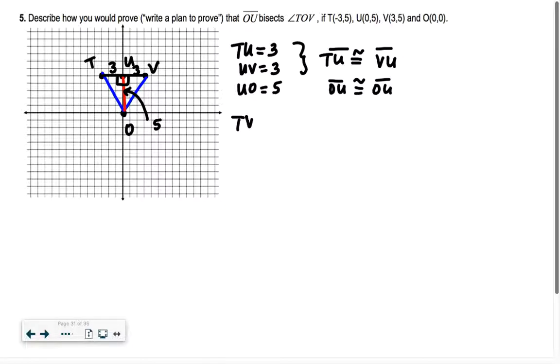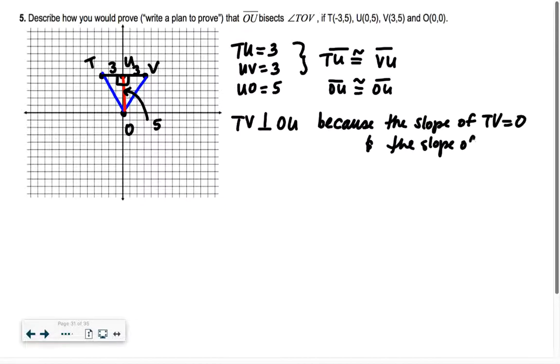Because we know that TV is perpendicular to OU, right? Really from the picture. But what else could I do? Because the slope, their slopes are opposite reciprocals. Or one of the slopes is, what's the slope of a horizontal line? Do you guys remember? 0. What's the slope of a vertical line? Undefined, exactly. So because the slope of TV is 0, and the slope of OU is undefined.